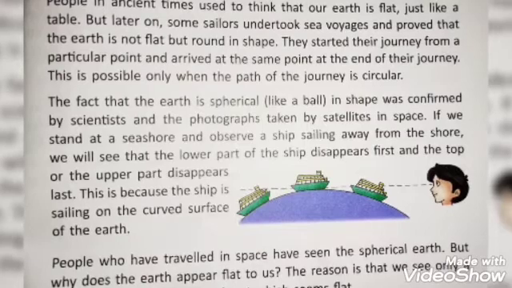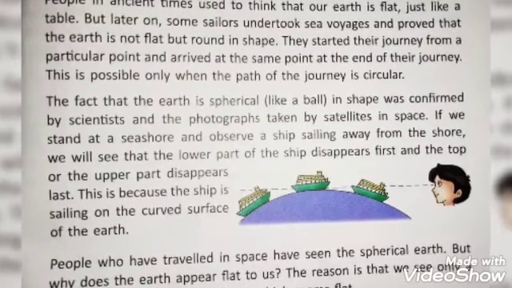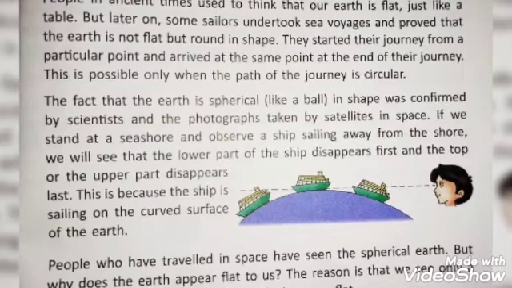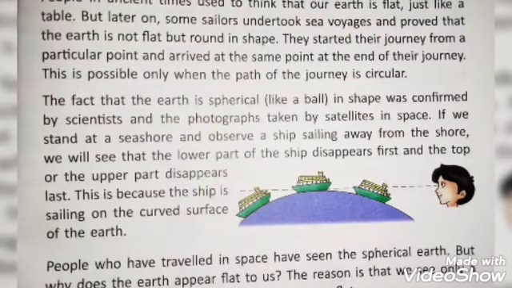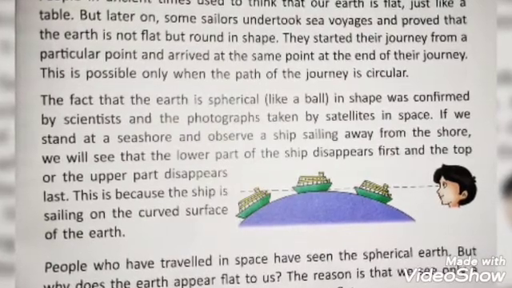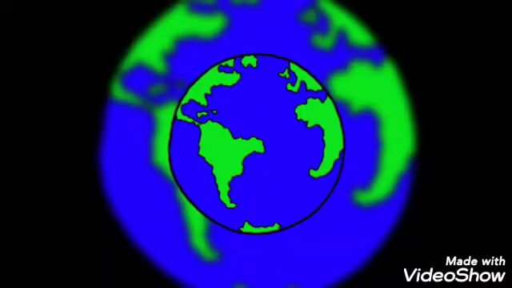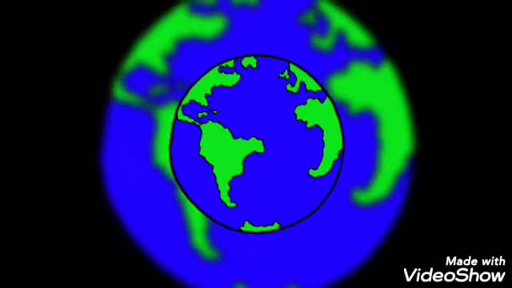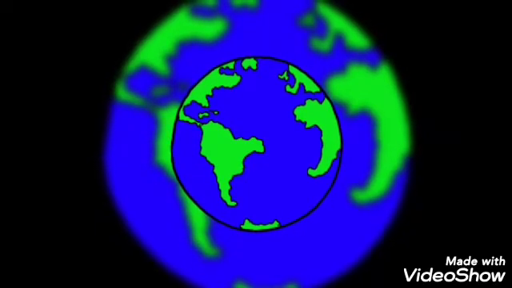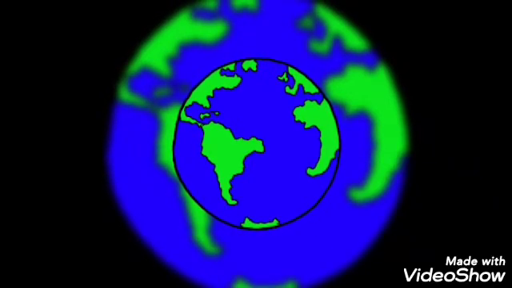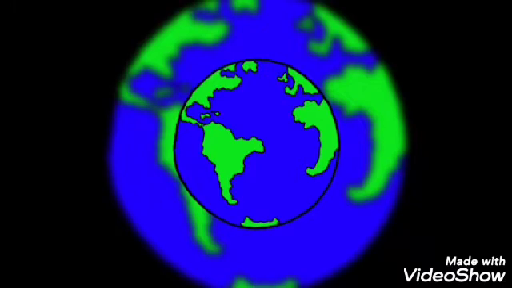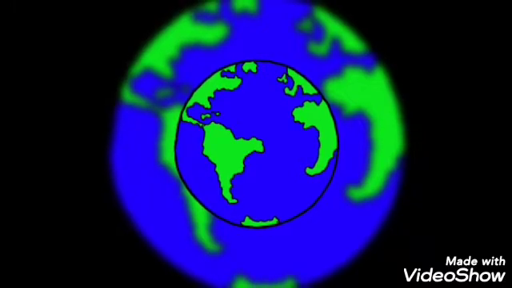If we stand at a seashore and observe a ship sailing away from the shore, we will see that the lower part of the ship disappears first and the top or the upper part disappears last. This is because the ship is sailing on the curved surface of the earth.